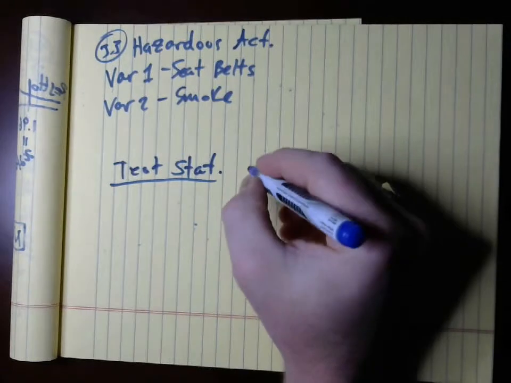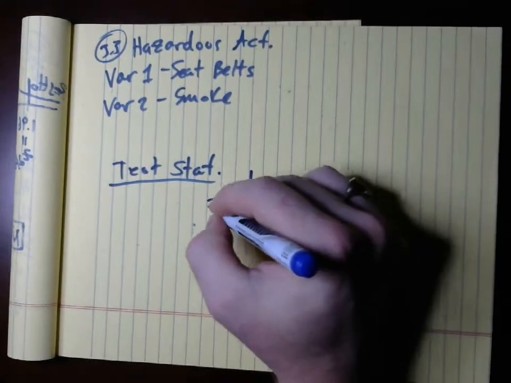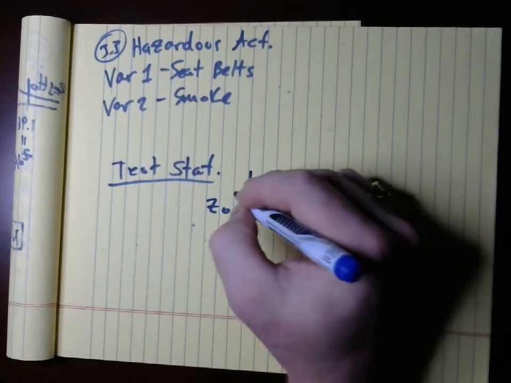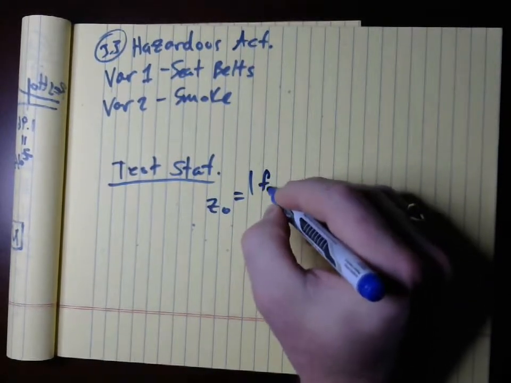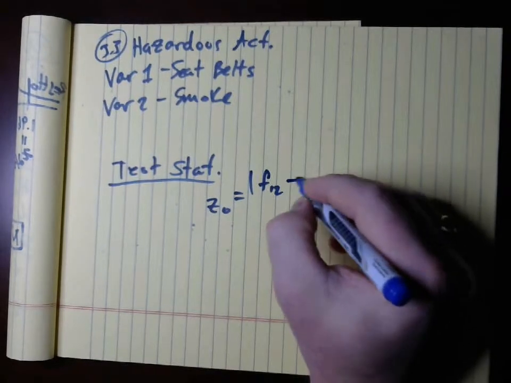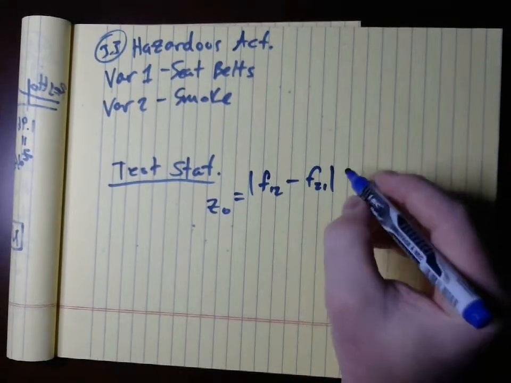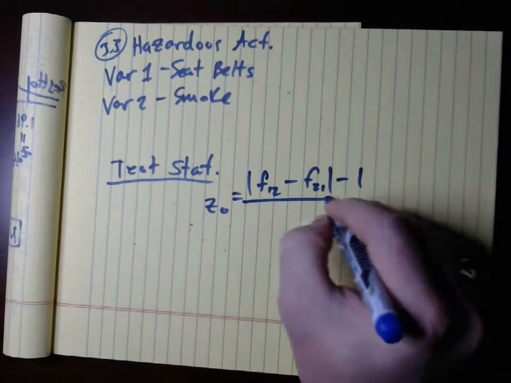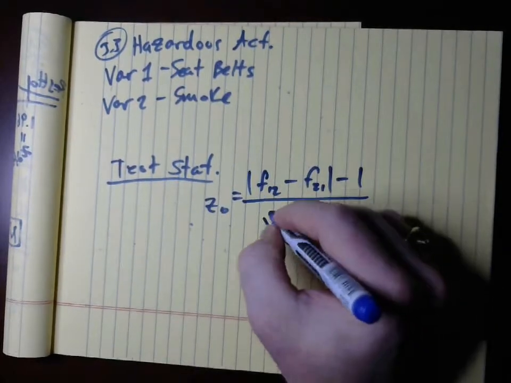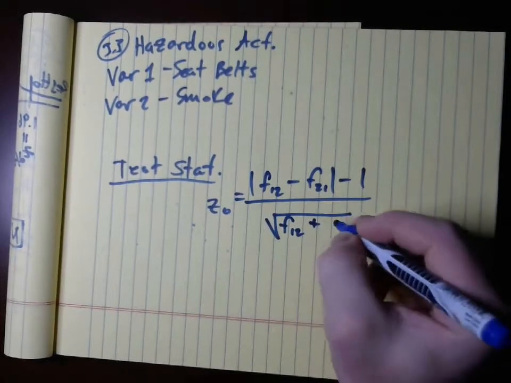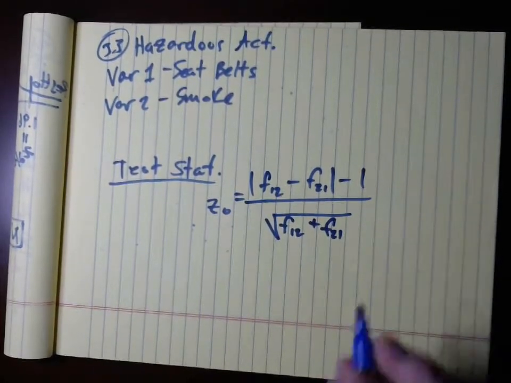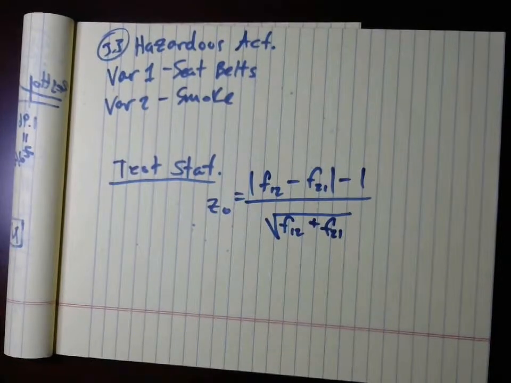Z naught equals, so apparently this follows a standard normal distribution, f12 minus f21 minus 1 over the square root of f12 plus f21. So you may be wondering what this represents. And so what we want to do is figure out the differences.